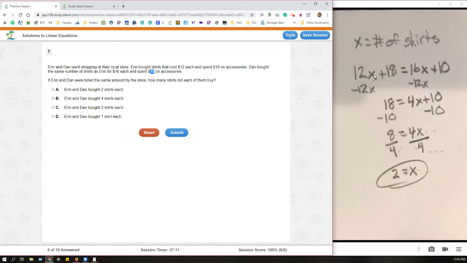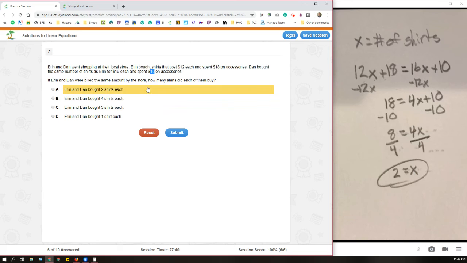Aaron bought 2 shirts at $12 a piece. That's $24, plus $18 in accessories. $24 plus $18 is $42. Dan bought $16 shirts, and he bought 2 of them. 16 times 2 is $32. So he spent $32 on shirts, plus $10 in accessories. That again comes out to $42. So they both spent $42 on 2 shirts.